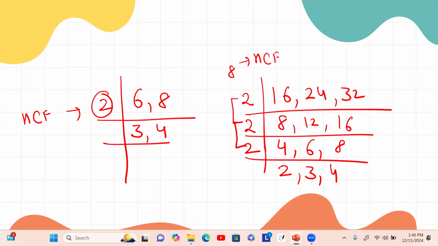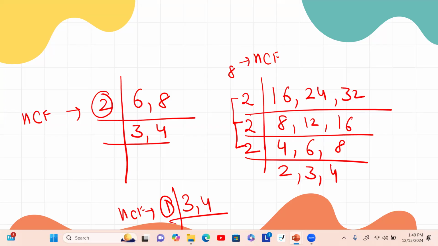So in HCF, what you have to do is keep on dividing all of them by a common factor as long as they have common factors. Suppose I am talking about 3 and 4. 3 and 4 do not have any common factor, so HCF will be 1 because 1 divides every number. I hope it is clear. So for HCF, this is the best method. It won't take time and it's very clear.